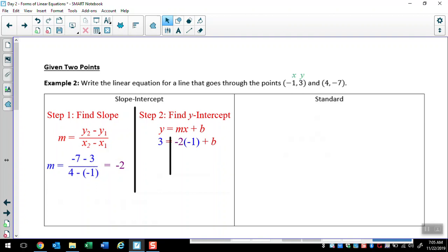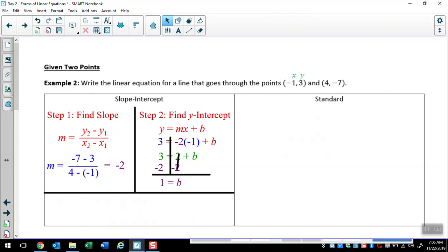And now I can go ahead and work this out to find b. First, I'm going to simplify. Negative 2 times negative 1 gives me 2. And now I can solve for b by subtracting 2 from both sides. These cancel out. 3 minus 2 gives me 1. All right, so now I have a b value of 1.